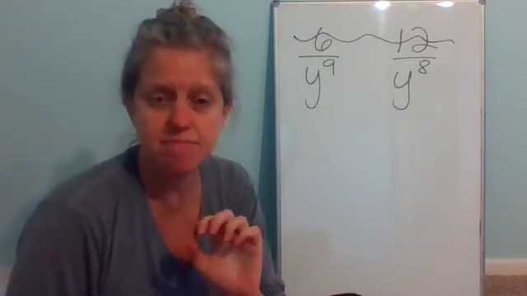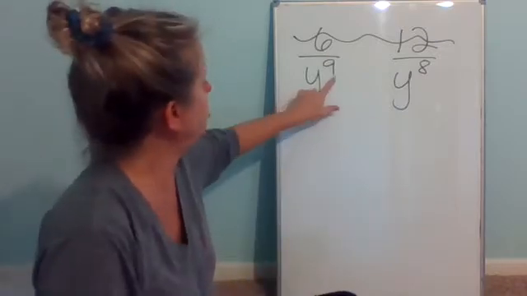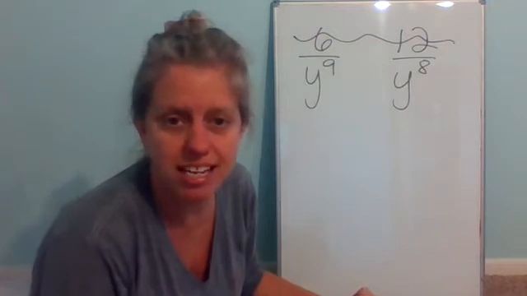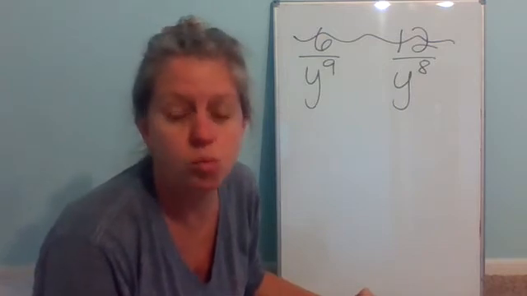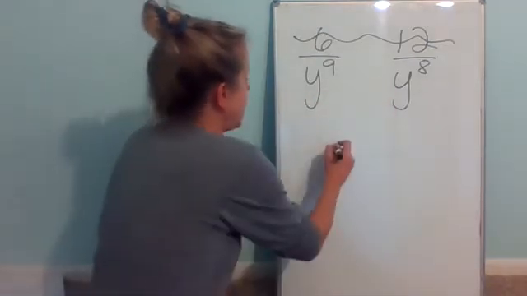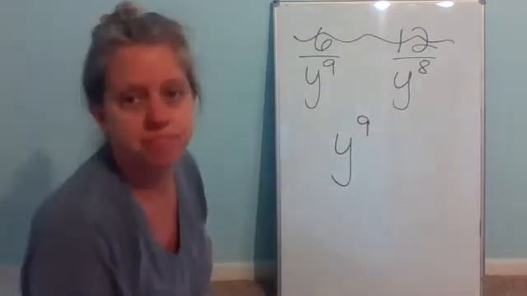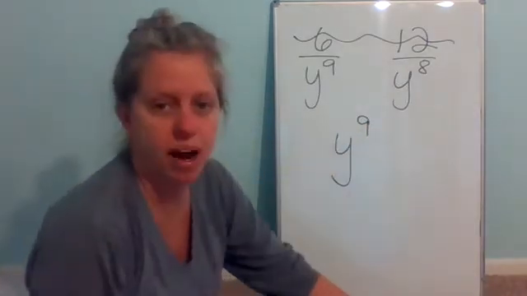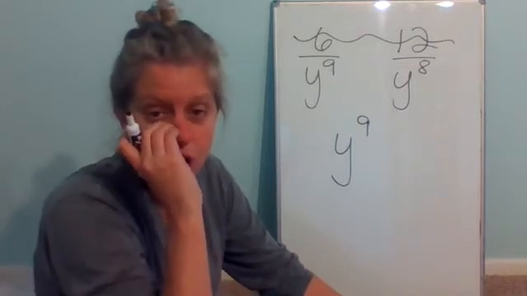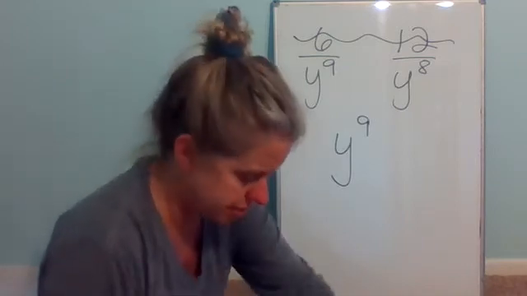When you are finding the LCD of your letters that have exponents, if they're the same letter, your LCD is that letter with whatever the highest exponent is. So if I'm looking at these, what's the highest exponent? 9. That's your LCD, y to the 9th power. That is the smallest thing that they will both go into. Okay?